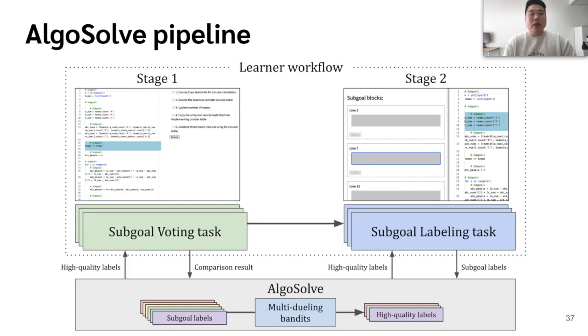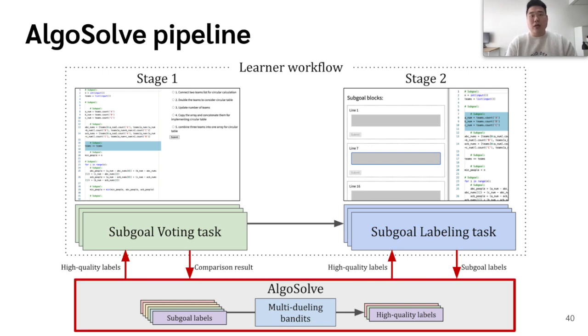In summary, with our pipeline, learners can enjoy meaningful subgoal learning experiences with high-quality subgoal labels provided by the system, and the system can collect high-quality subgoal labels from learners using the multi-dueling bandit algorithm.